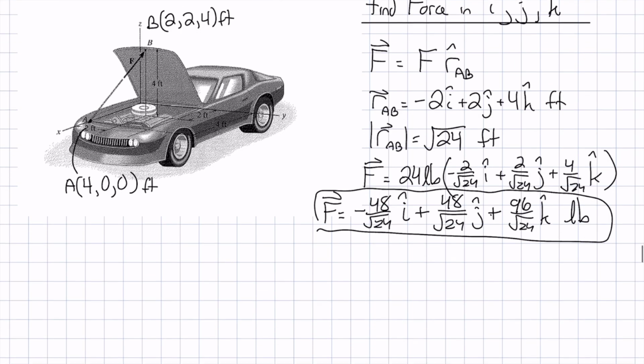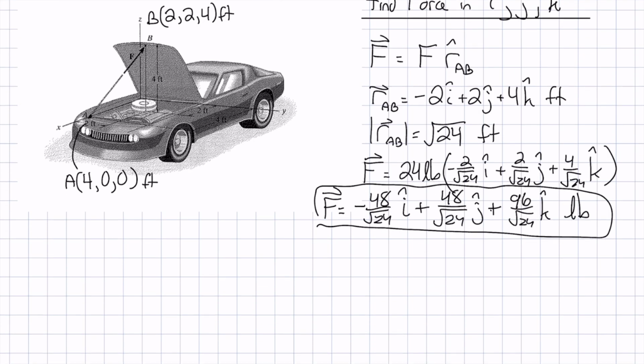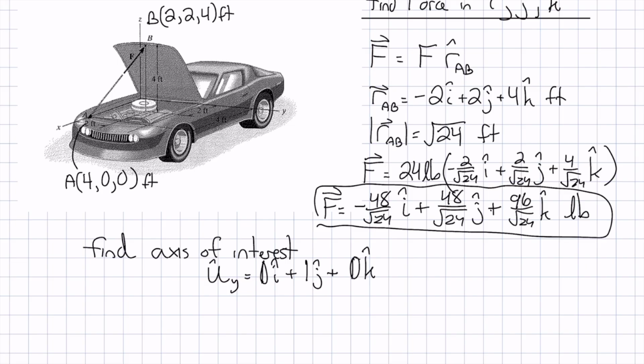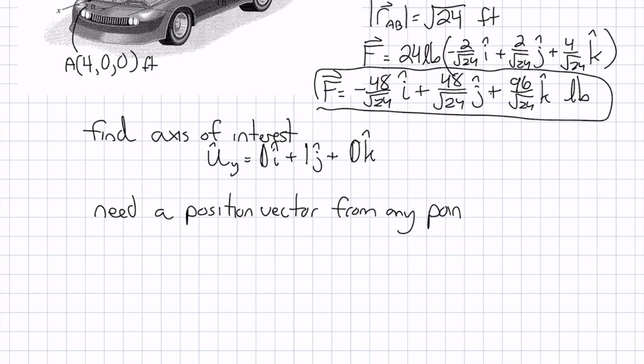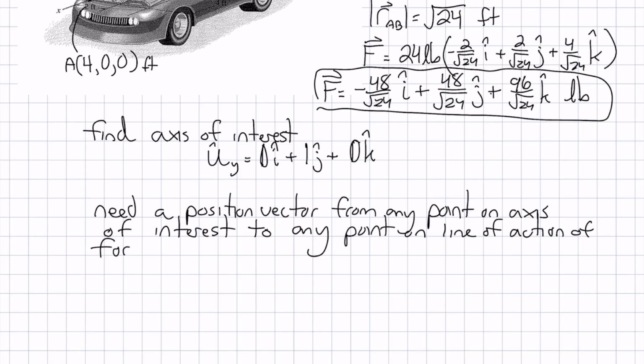Now we want to find the moment of that force about the y-axis. So the first thing we have to do is find a vector for the axis of interest, and you can see that that is the y-axis. So I am just going to write this as 0I plus 1J plus 0K. Now we need a position vector from any point on the axis of interest to any point on the line of action of the force.